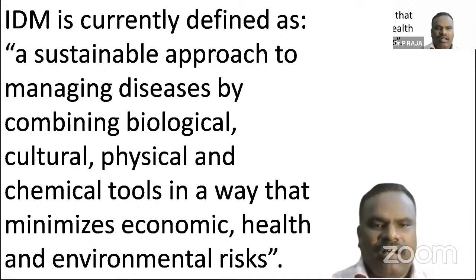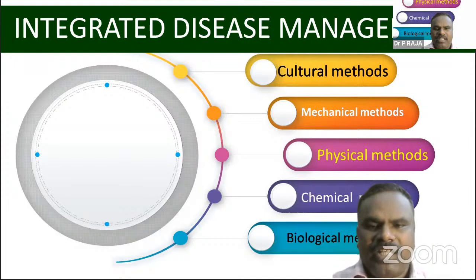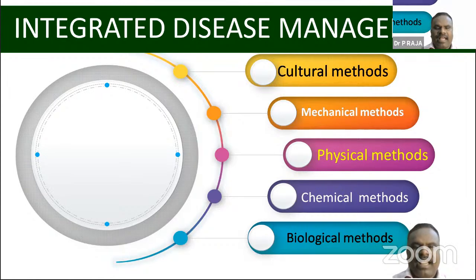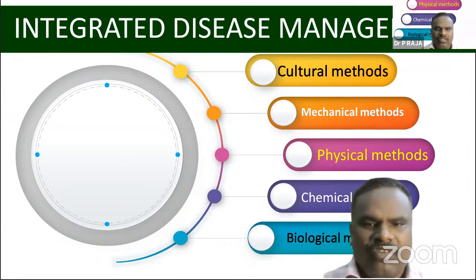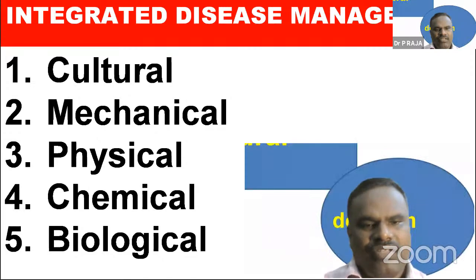IDM, we can currently define as a sustainable approach to managing disease by combining biological, cultural, physical, and chemical tools in a way that minimizes economic, health, and environmental risk. That is the definition. And I'm going to talk about integrated disease management in the following components. The first one is cultural methods, and then mechanical methods, physical methods, chemical methods, and biological methods. So briefly, I will explain about this. The first one is cultural methods, and subsequently we can see the mechanical methods, physical methods, chemical methods, and biological methods.